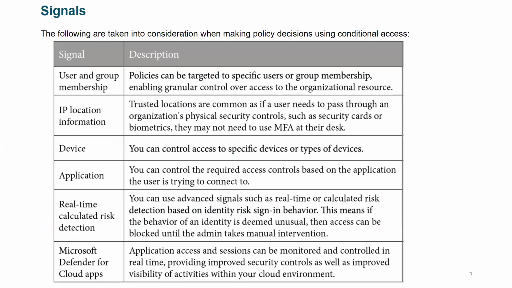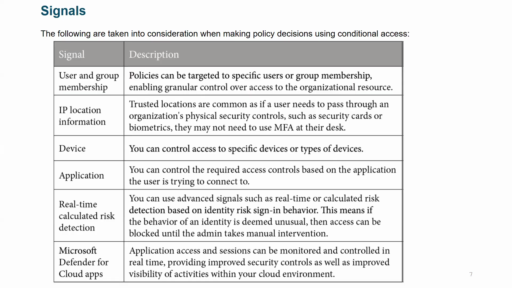Signals: user and group membership. These are all tables for how to provide access. Policies can be targeted to specific users or group membership, enabling granular control over access to organizational resources. From the Philippines location, they are working on the SAP application. So how do we provide access to them? Your ABC company is taking services from XYZ company.